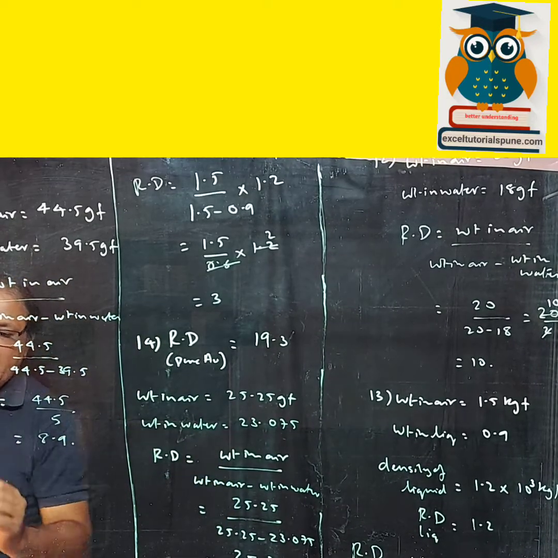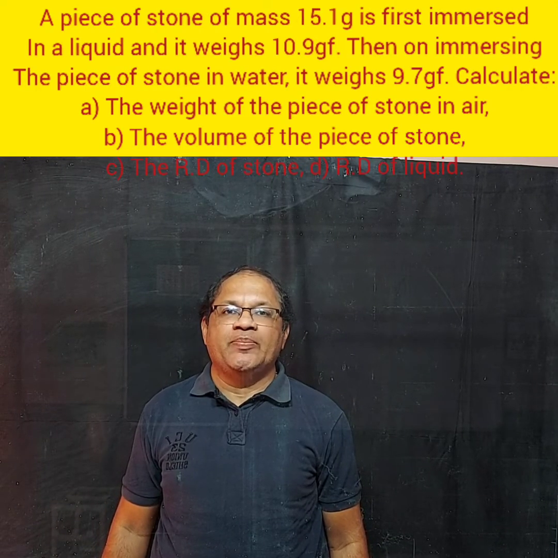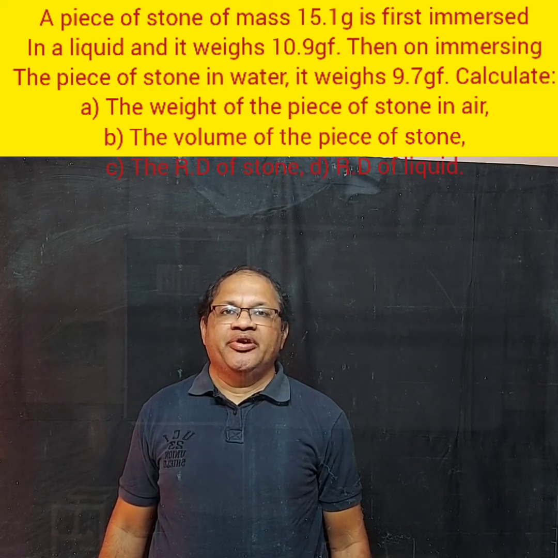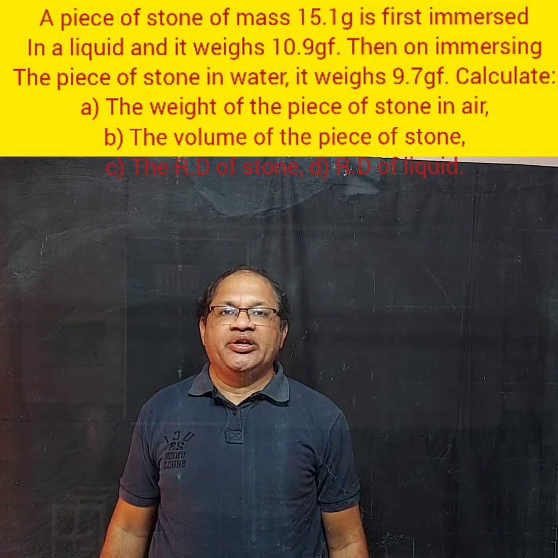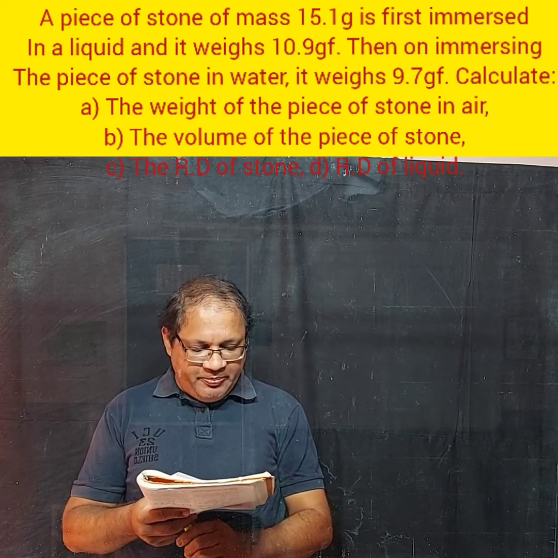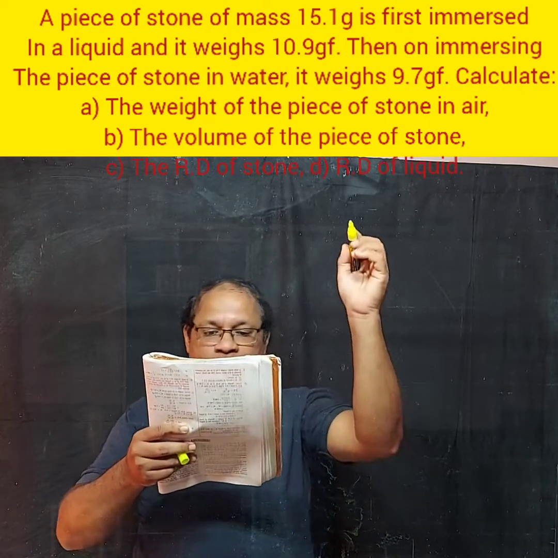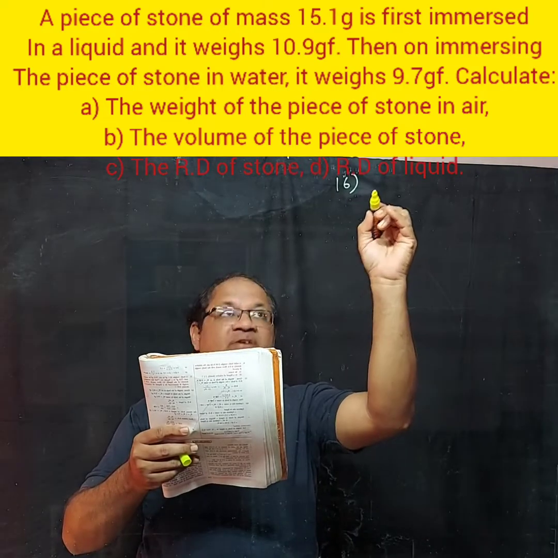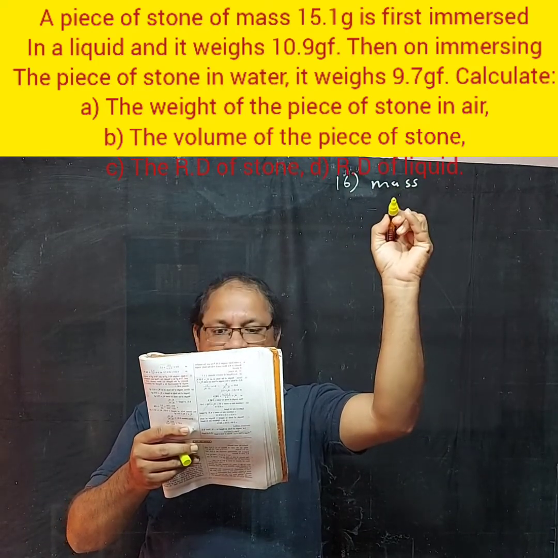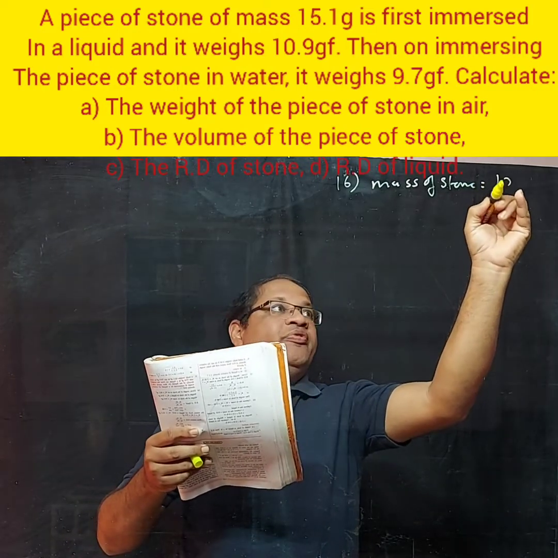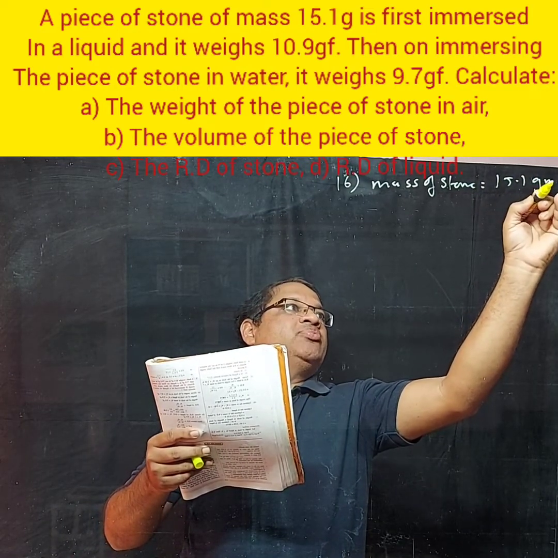Now the 16 sum. Now this 16 sum is very important. Always comes in the school exam as well as the board exam. So let's read the sum and write down all the particulars. Okay. So a piece of stone of mass 15.1 grams. So 16 sum. So the mass is given. Mass of stone is equal to 15.1 grams.